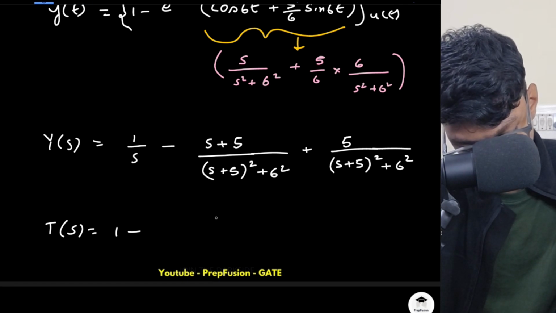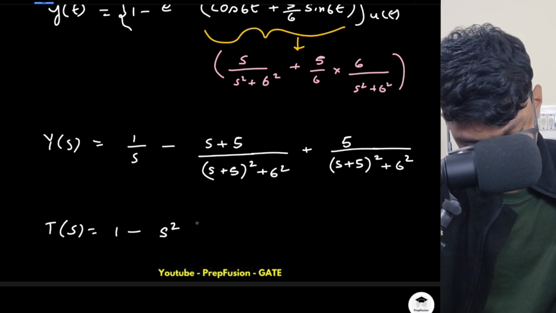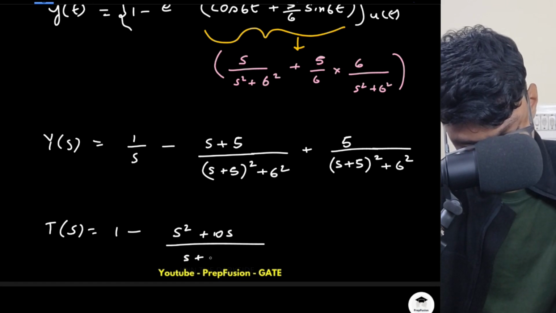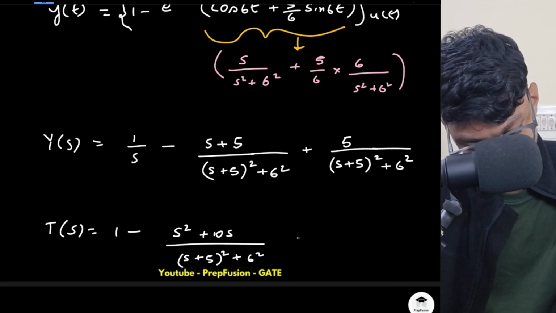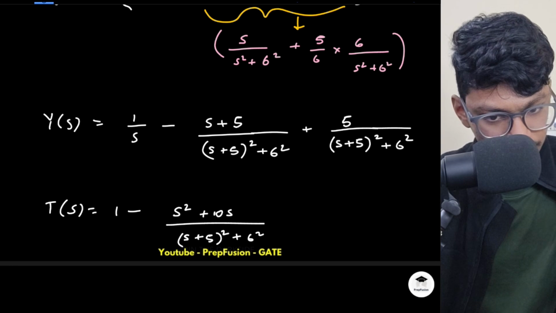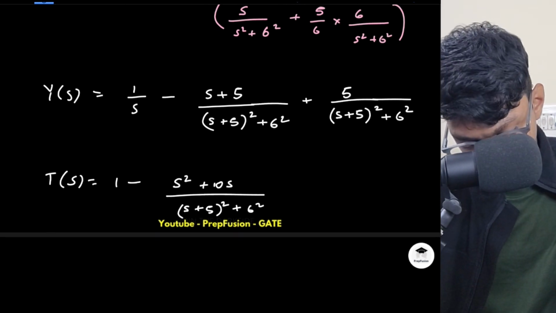If s is getting multiplied, this ultimately will become s square plus 10s divided by s plus 5 whole square plus 6 square. Okay, so this is what I'm getting if s is getting multiplied. So can I write my transfer function?